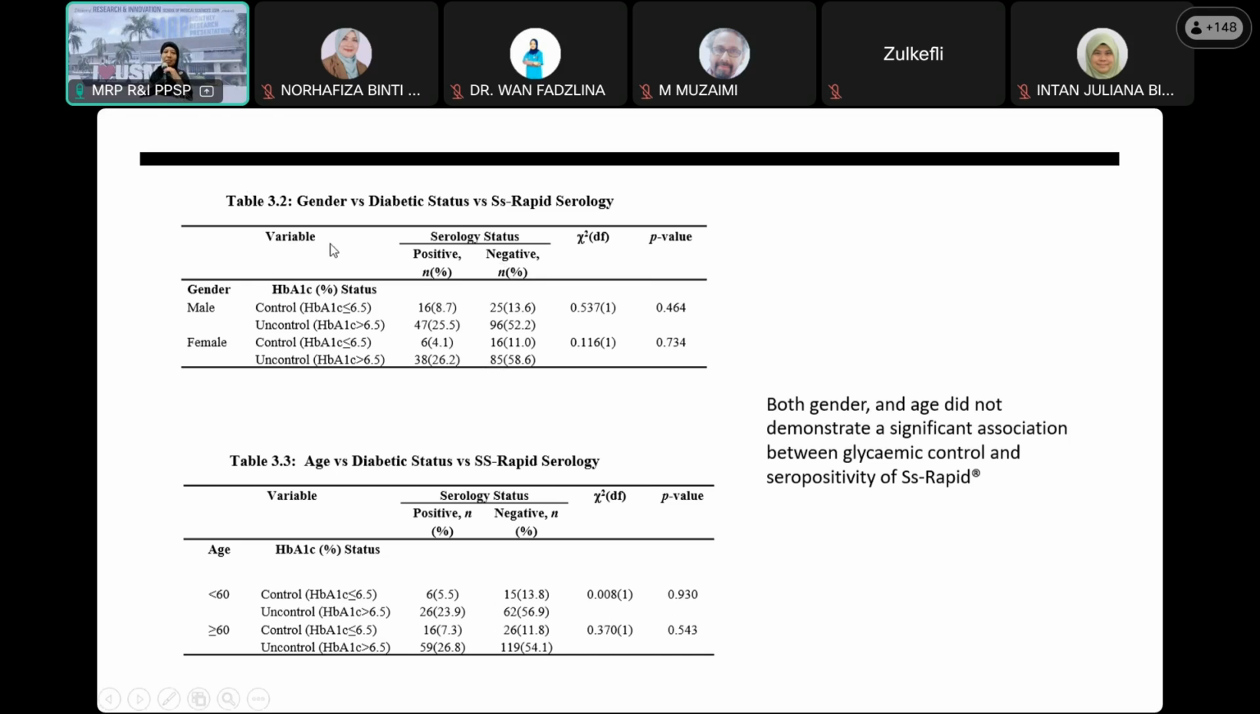So in this table, if you can see male and female patients, according to the controlled and uncontrolled HbA1c, we found that for both gender and age, there is no significant association between glycemic control and also seropositivity of rapid test: 0.4, 0.7, 0.9, 0.5.